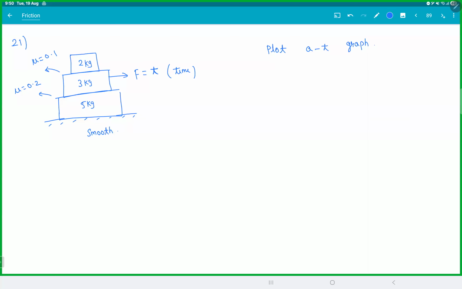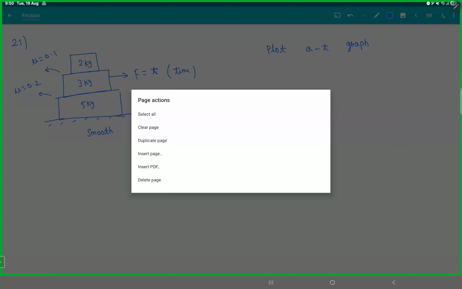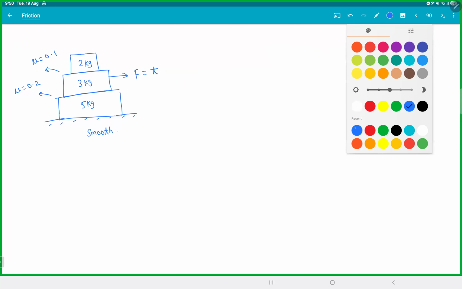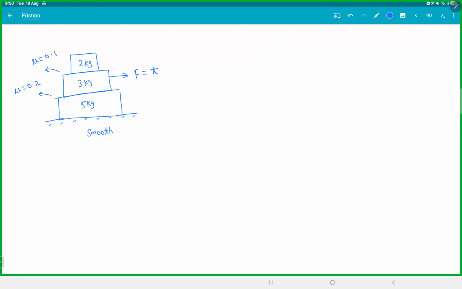Let me show you one model and then I'll give you one more like this. So listen how to do this thing. Everything is same. There'll be one change though. We'll start with the same assumption. Assume all are going together.